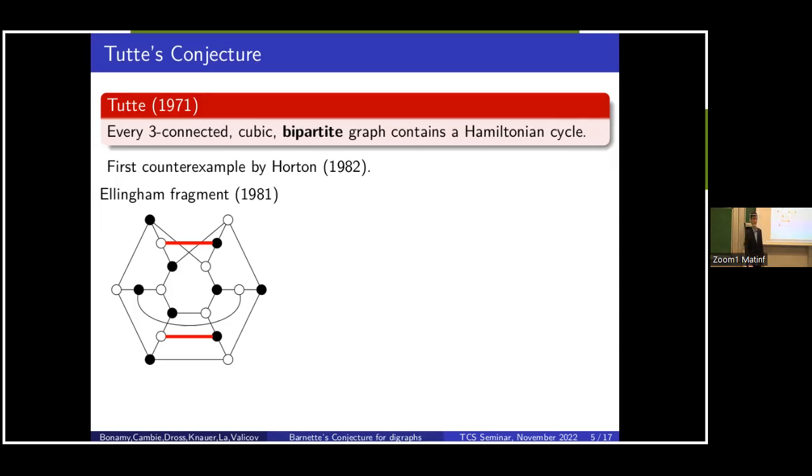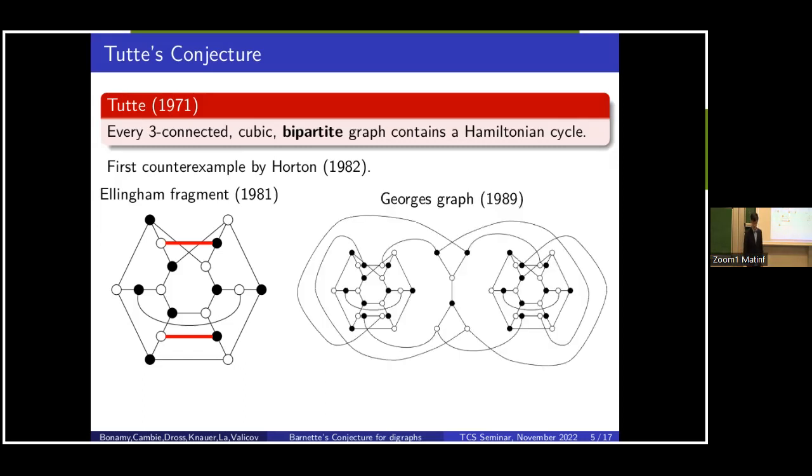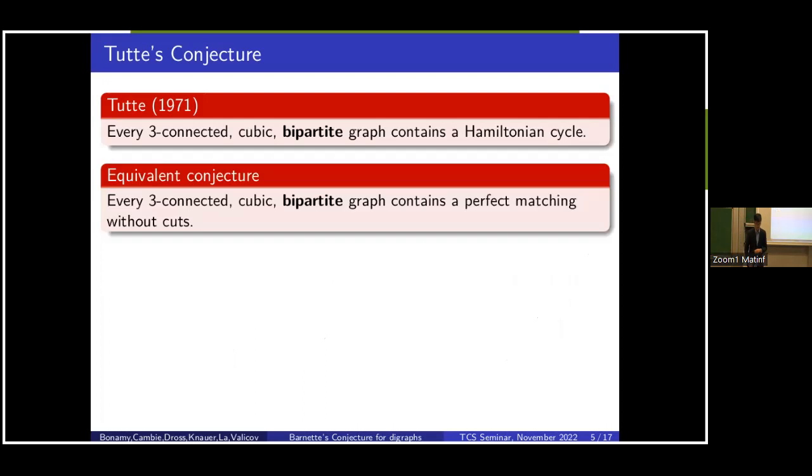So the smallest counterexample that we know of was found by Georges in 89, where you can see this idea of the Ellingham fragment, these subdivided edges, and he found a way to make these connections for the graph to be cubic, but not destroy this property of this fragment. And now, of course, once again, I can replace this Hamiltonian cycle with a perfect matching without cuts.